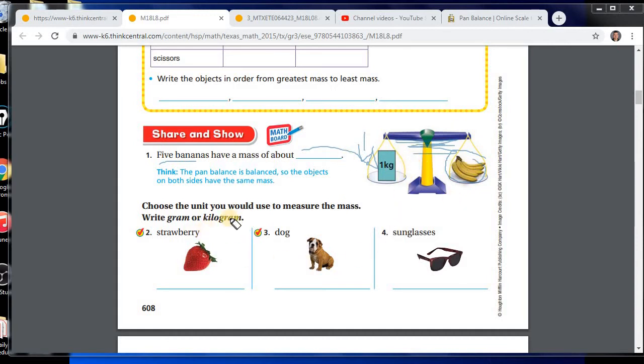So we're going to look at which unit we'd use to measure the mass. So the strawberry, smaller, we'd use the gram here. The dog, we'd use the kilogram. And the sunglasses, we would use the gram. That's what I would use right now. So gram, kilogram, grams. And you get the idea of what we're doing right now.